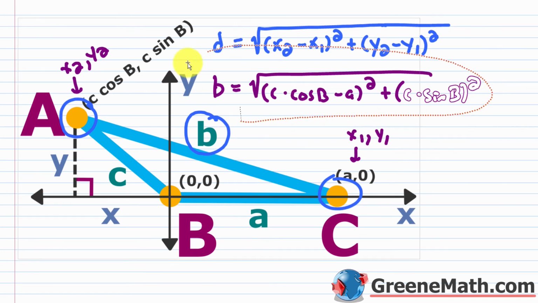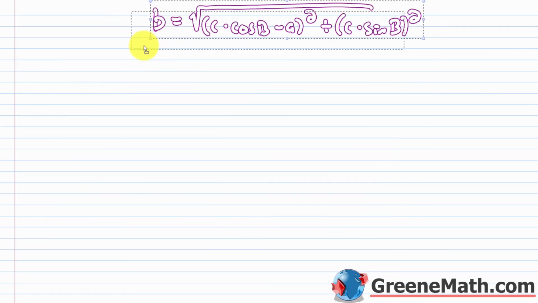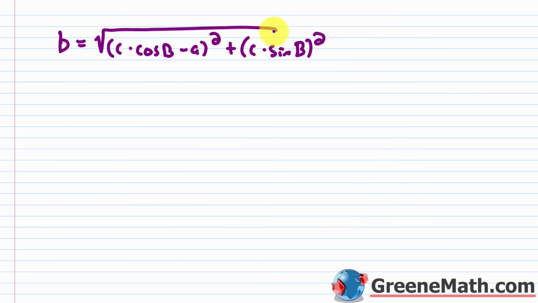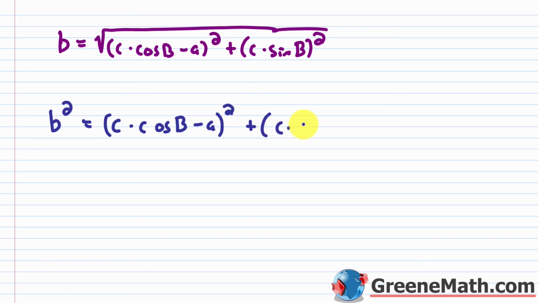So let me copy this real quick, and let's paste this here so we have a lot of room to work, okay? So basically, the first thing you would do here, I mean, you could square everything inside first, but I'm just going to square both sides, and I'm going to say b squared is equal to, remove the square root symbol, so you're going to have c times cosine of b minus a, this quantity is squared, plus I'm going to have c times the sine of b, this quantity is squared.